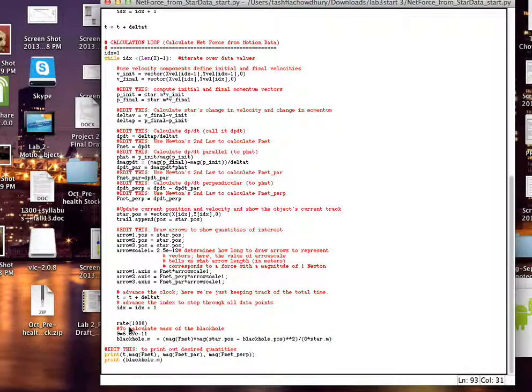Finally, in the print statement right here, I specifically asked Python to print out the magnitude of the perpendicular and parallel net forces. When these two are printed out, they add up to the total magnitude of the overall net force. I also asked to print the mass of the black hole. And Python generates the mass of the black hole using two important lines of code, which are shown right here.